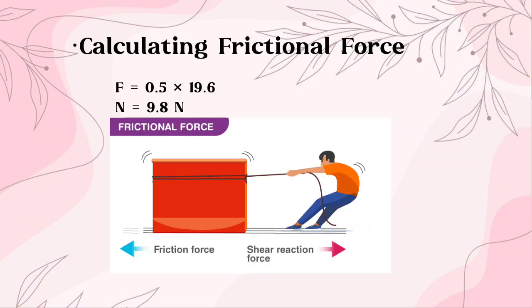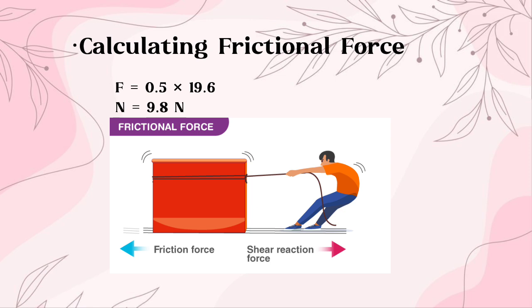Then lastly, we need to calculate the frictional force. As we discussed, the formula for frictional force is given by F equals mu N. As an example, let us consider a block of wood that weighs 2 kg resting on a table to be pushed from rest. In this case, we consider the static friction coefficient. 0.5 is the static coefficient of wood.